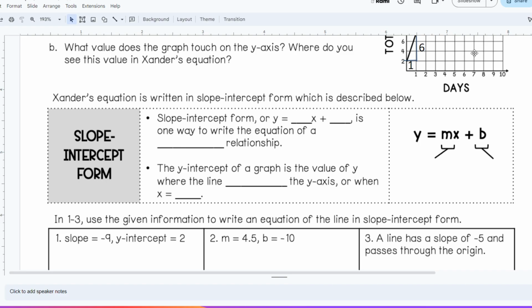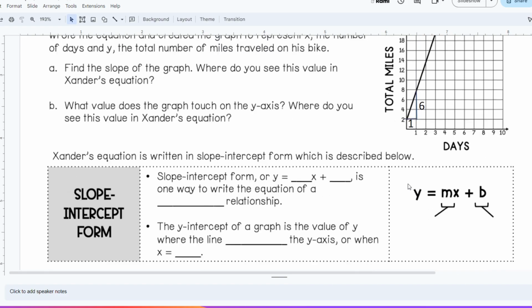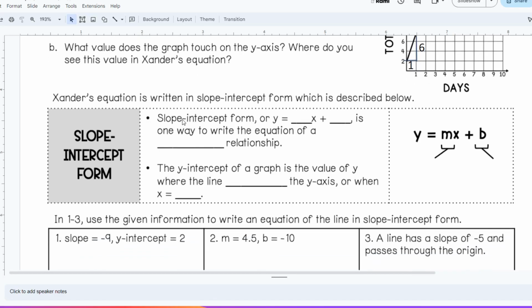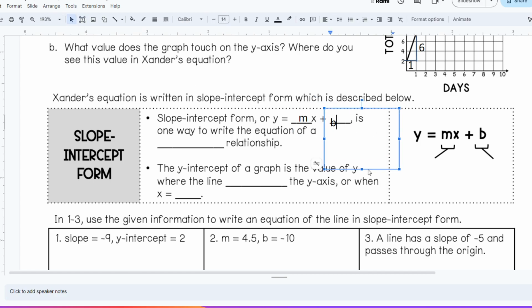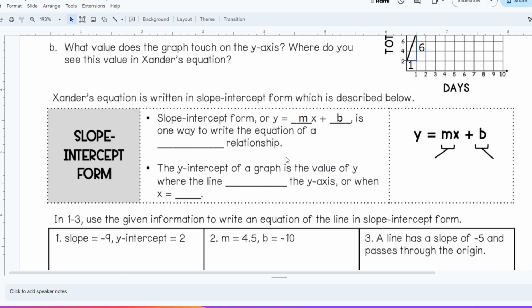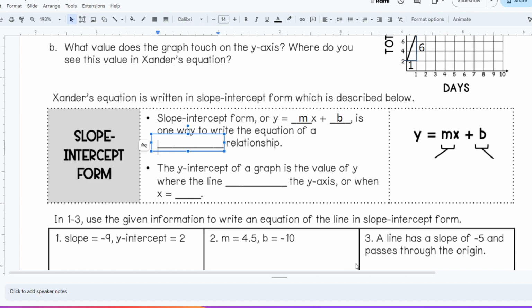So we got those. Let's continue onward, and we'll discuss more about this down here. Slope-intercept form, or y equals blank x plus blank, is one way to write the equation of a linear relationship. So, of course, this equation is mx plus b, and the type of relationships we're looking at are called linear relationships.